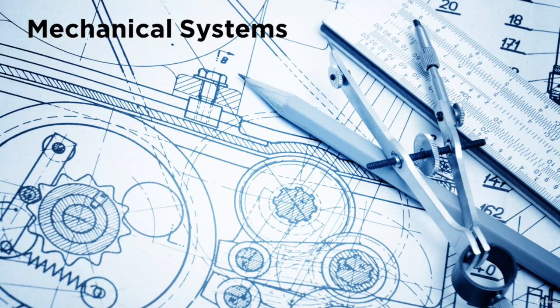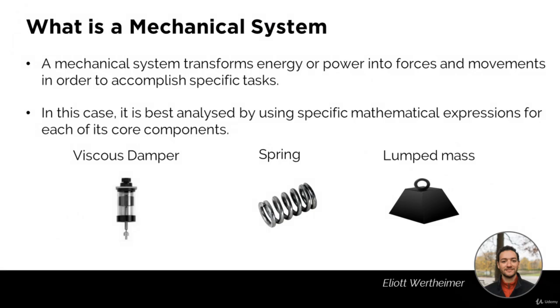Hi guys, in this lecture we are going to learn how to create mathematical models of mechanical systems. So first of all, what is a mechanical system? A mechanical system transforms energy or power into forces and movements in order to accomplish specific tasks. A good example of a mechanical system is a windmill. It takes power or energy from the wind and converts it into rotary motion.